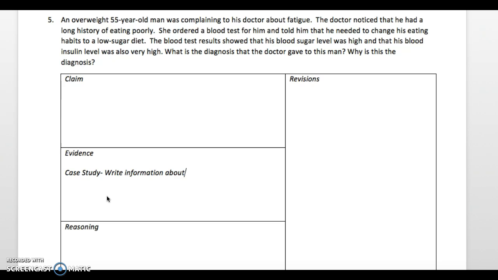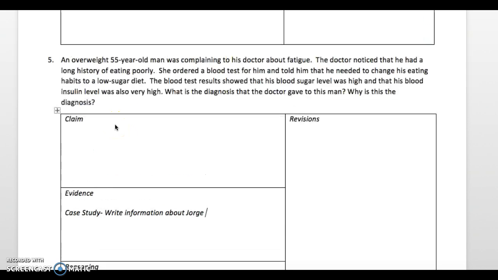and then write information about Jorge, which was a similar case. So Jorge had a similar piece of information, so you might want to look at Jorge's blood test results, his C-peptides, etc., to make a comparison to the person that we're looking at here in question 5.